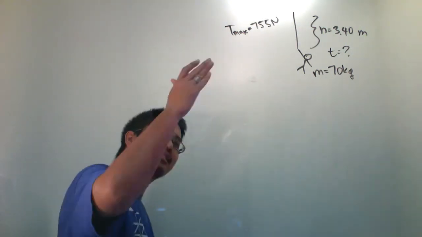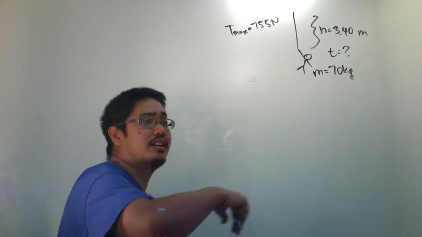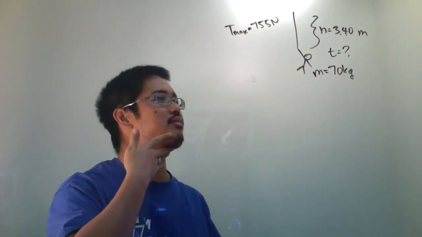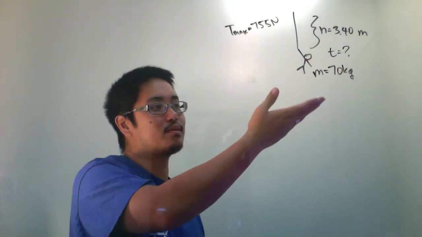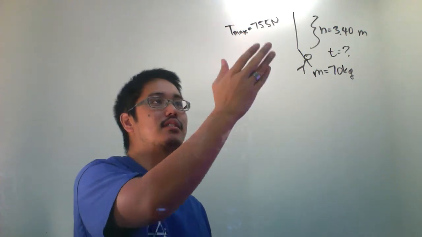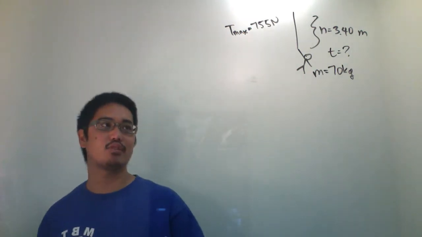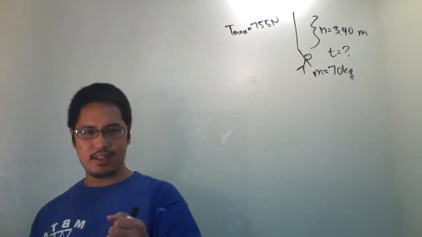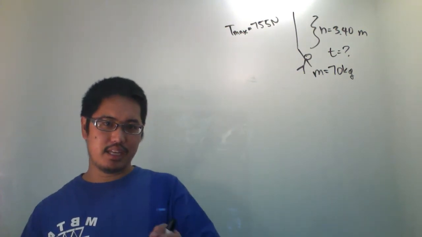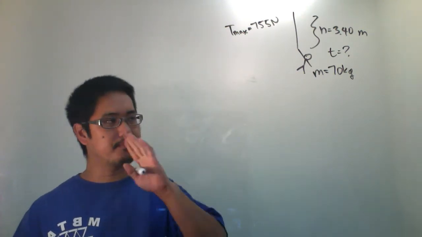Here's what we got. Indiana Jones being pulled out of the snake pit. The height of the snake pit is 3.40 meters. The tension or the time is what? The mass is 70 kilograms, and the rope will break at 755 newtons. Do you ever kind of understand why they give you problems like this?